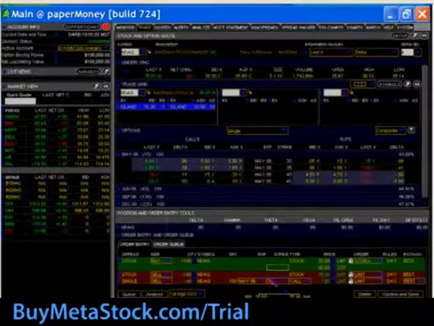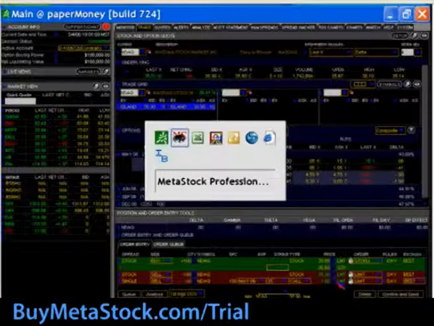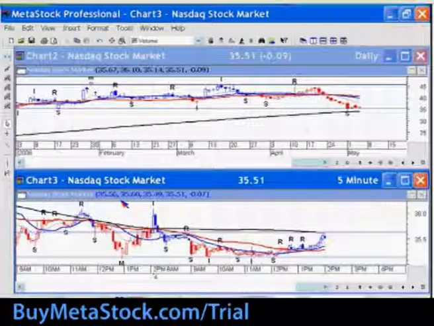Does everybody understand what I just did? Buy stop limit. Okay, so I loaded up my buy signal at 35.60, no higher than 35.80. I'm going to put a target in on this.